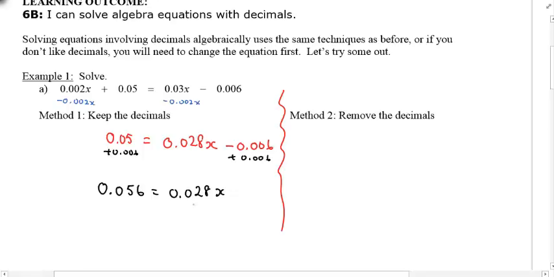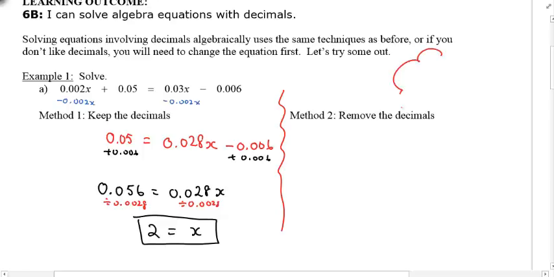And then once again, just like before, I have something times x. The opposite now is to divide by 0.028. And you can do that on your calculator if you wish. I'm going to do it in my head. I'm going to say x equals 2. I think 56 divided by 28 is just 2. Okay? Keeping decimals, same properties as before. No biggie. But if you hate decimals, then let me just quickly show you what you could do.